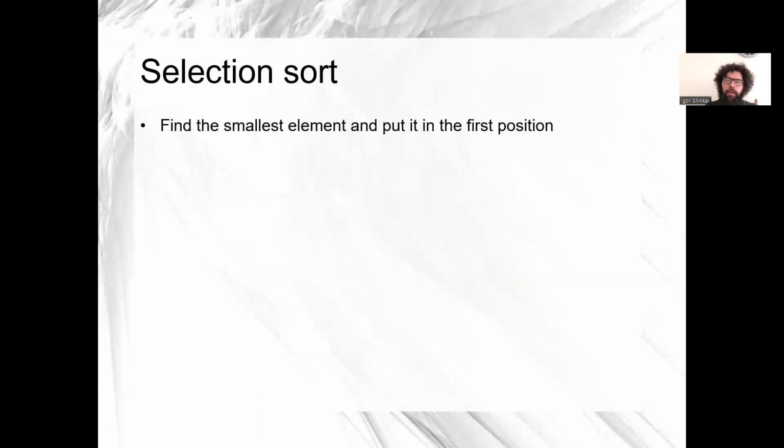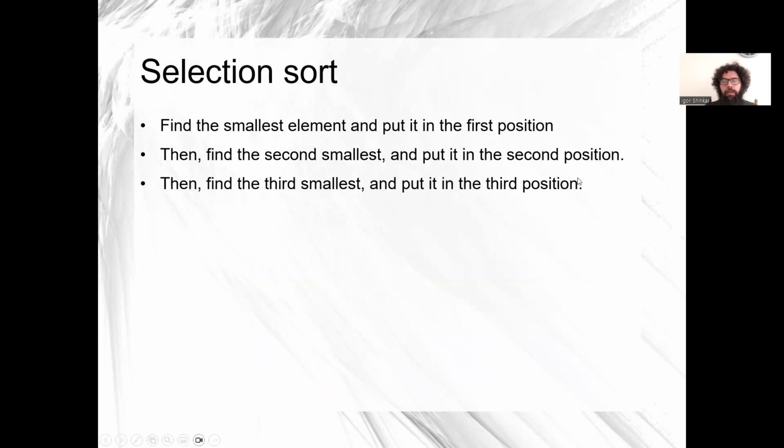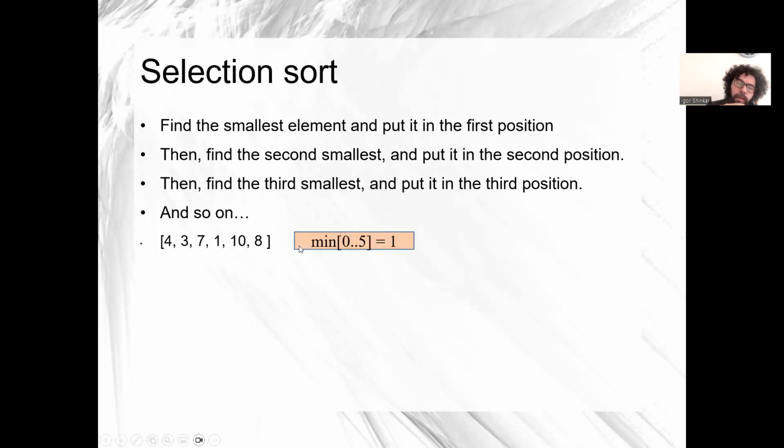Next algorithm is called selection sort. And the idea here is the following. We first find the smallest element and put it in the first position, or in the 0 position. Then we find the second smallest and put it in the second position. Then the third smallest in the third position, and so on. So for example, if this is our list, what's the minimum of this index? The minimum is 1. So what do we do? We swap 1 and 4. Okay, we find the minimum and we swap it with 4.